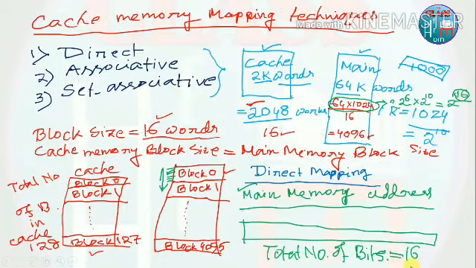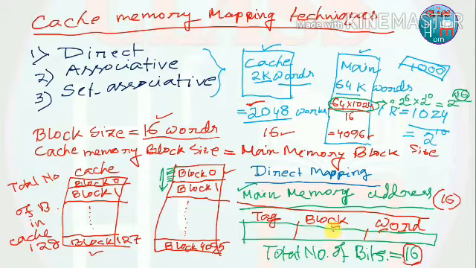Now you have to find out the size of each individual part. What will be the size of the word? What will be the size of the block? What will be the size of the tag? How to calculate? So this is your given example. On the basis of this given example, you have to calculate all these things. If the example is changed, the values will change. So on the basis of this example, you have to find out these sizes.